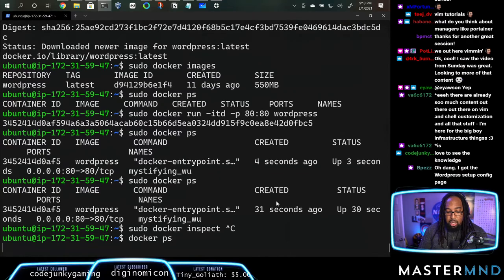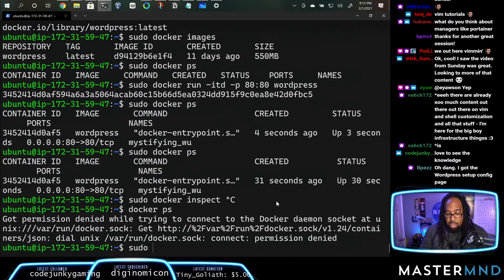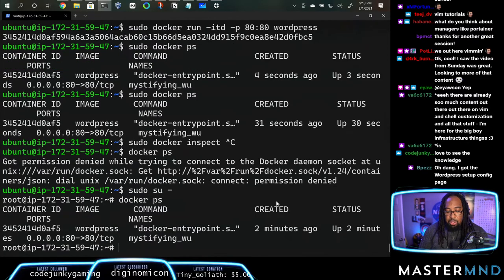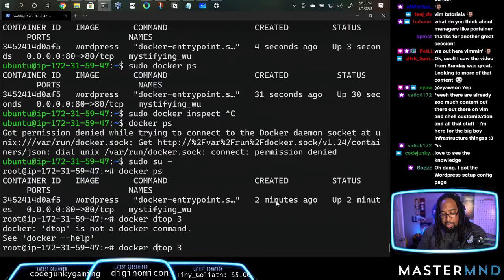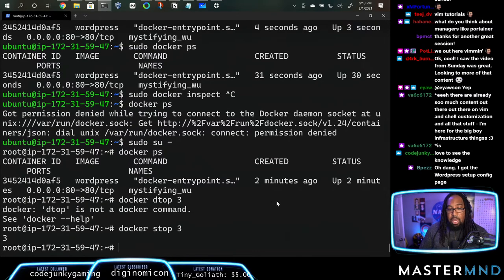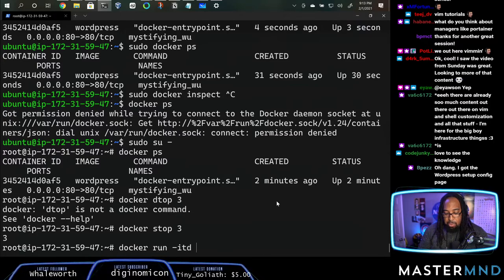So let's see. You know what? All right, now we can do this. I'm going to stop the container, and then I'm going to restart it. Port. So it runs on 8080. And was it WordPress?